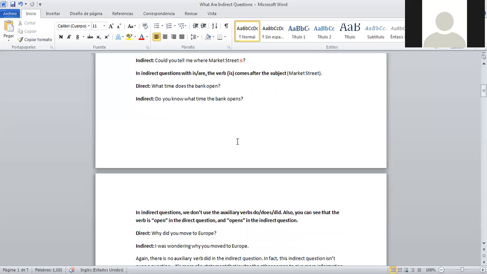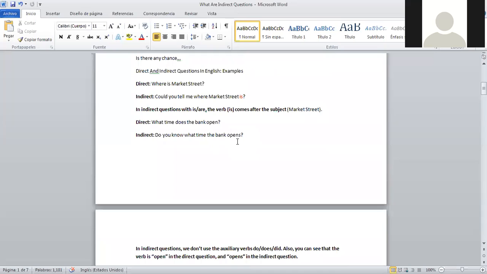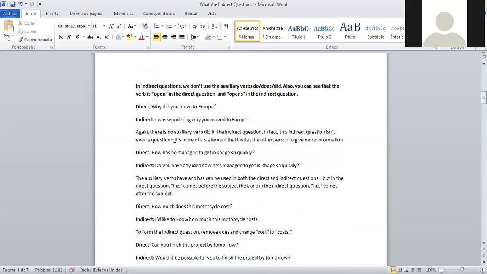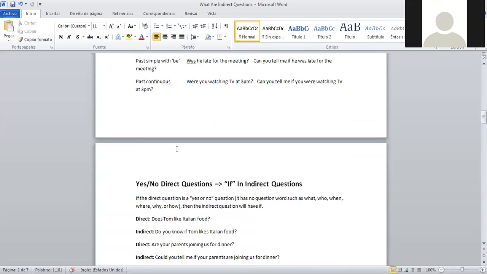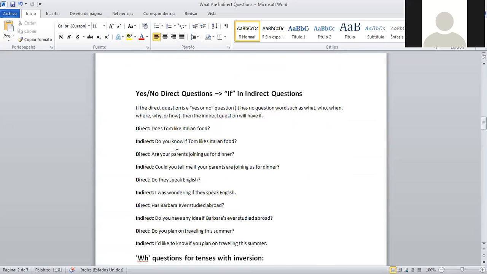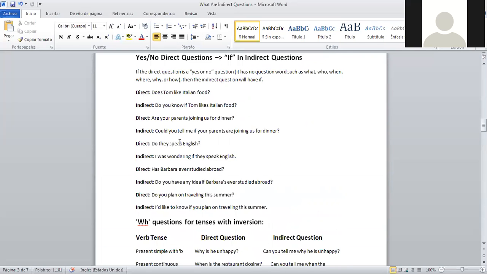Always, when you use does, is it indirect or direct? When you use do and does, it is direct. For example, I have one right here. Do they speak English?